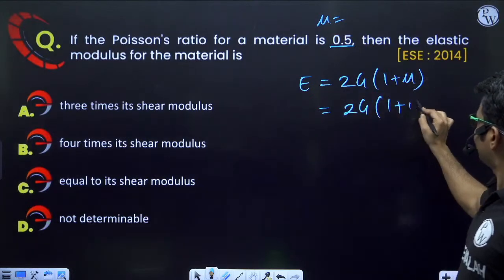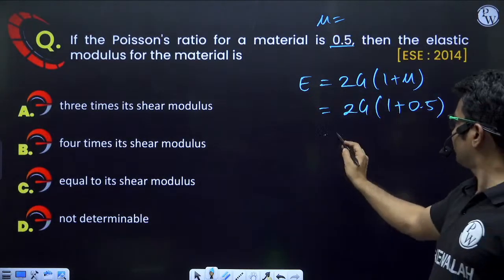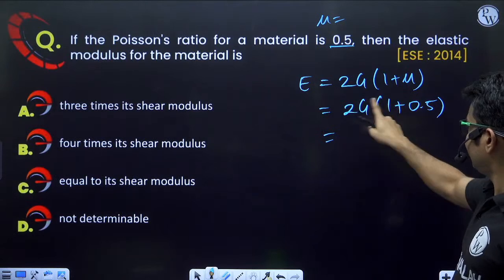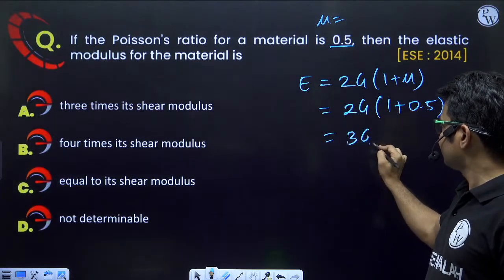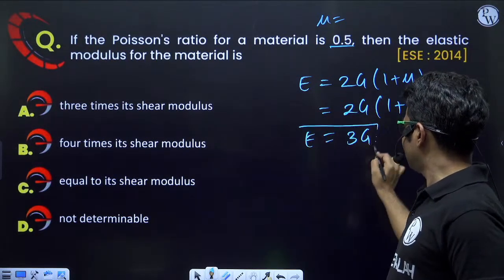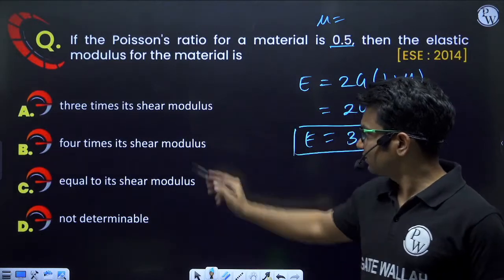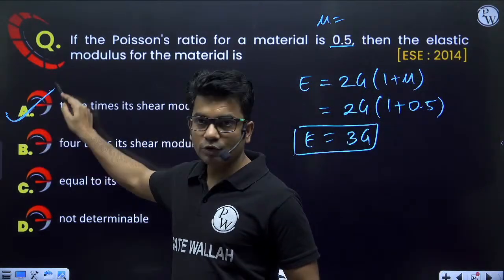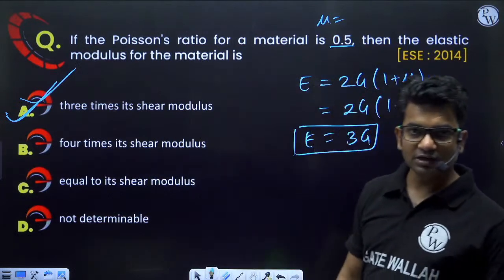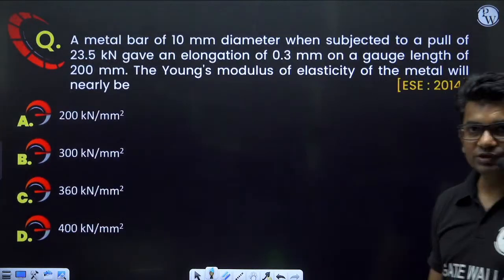Okay, so Poisson's ratio, let us put 0.5. So this will be 1.5, 1.5 into 2, it will be 3. So Young's modulus will be 3 times the shear modulus. So correct answer will be option A. Option A is correct answer. Clear? Let's move on to next question.